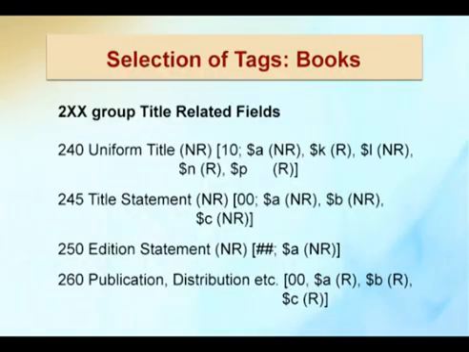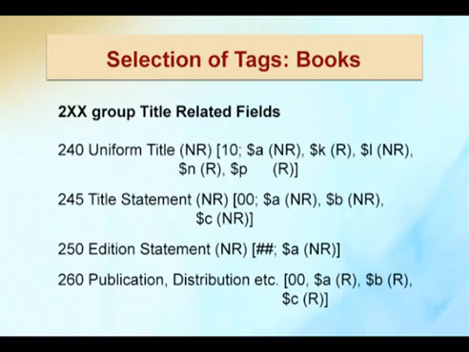Now, if we move on to the next group, the 2xx group, the important fields here are 240, uniform title, and 245, title and statement of responsibility area. Here you see in the 245 we prescribed 3 subfields. Subfield A is meant for the title proper, subfield B for the remainder of the title or subtitle, and subfield C for the statement of responsibility associated with the title.